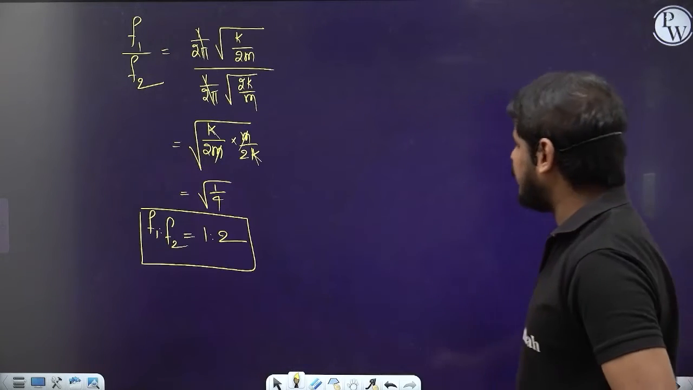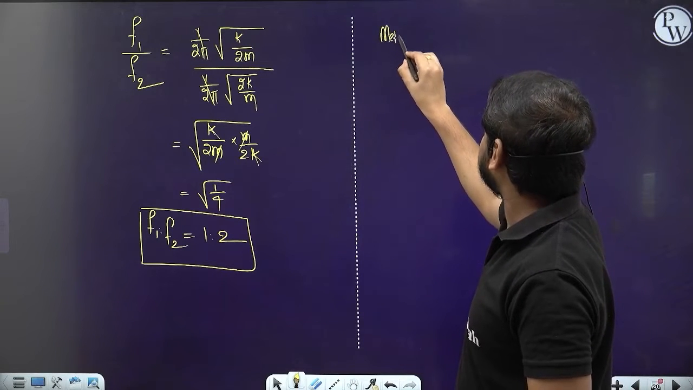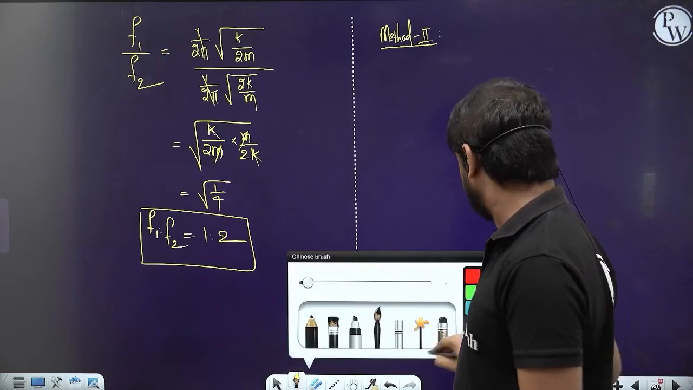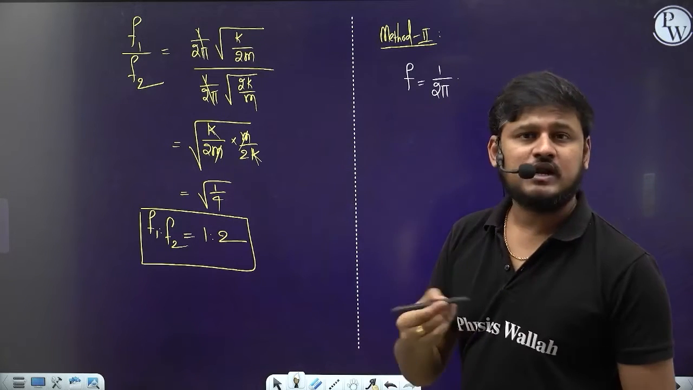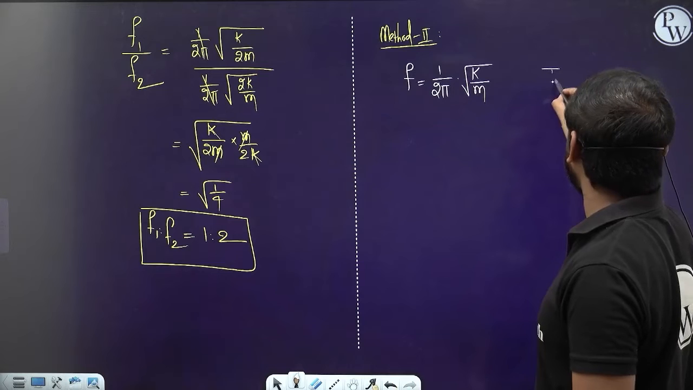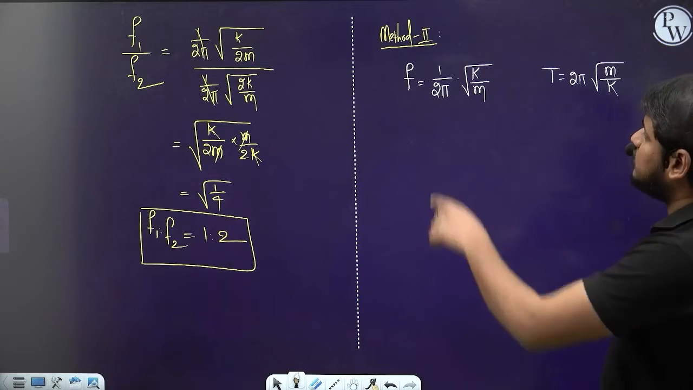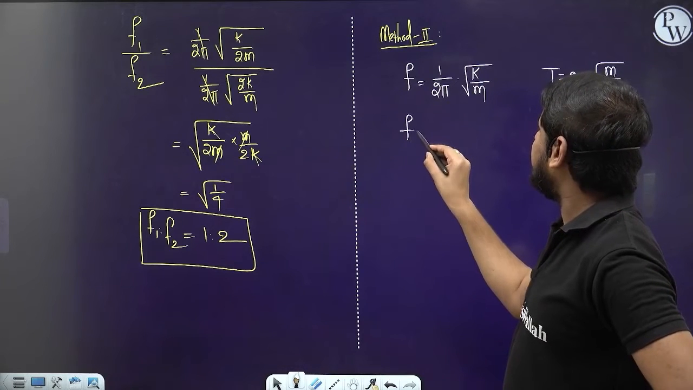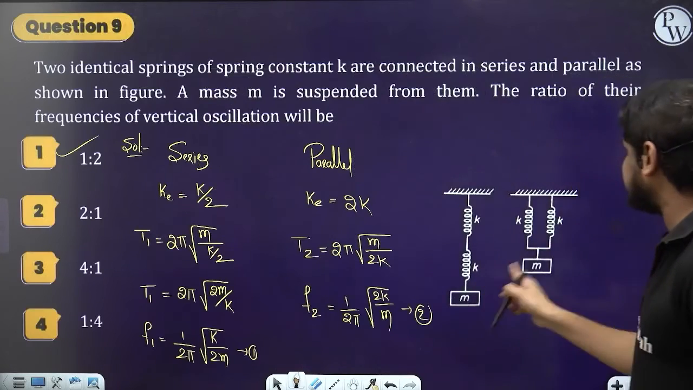Or else you can directly go for the second method. The easiest method is method 2. In method 2, what we can do? We know that the frequency is equal to 1 by 2 pi into root over k by m, because the time period is 2 pi into root over m by k. So here you can see that the frequency is just the reverse, 1 by 2 pi into root over k by m. The 1 by 2 pi is a constant, and in both the cases the same mass m is attached.